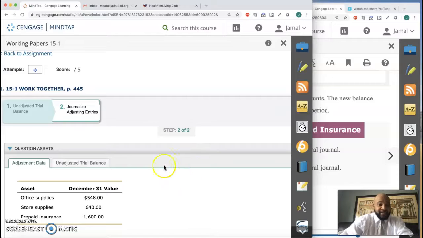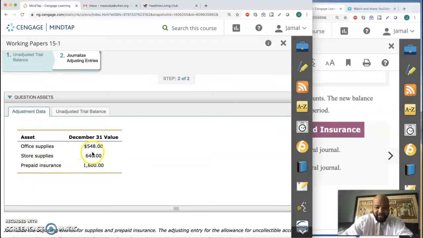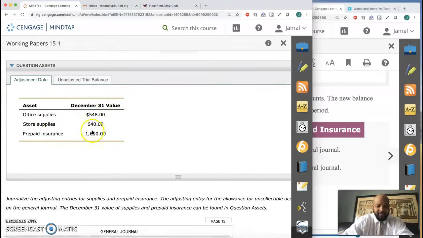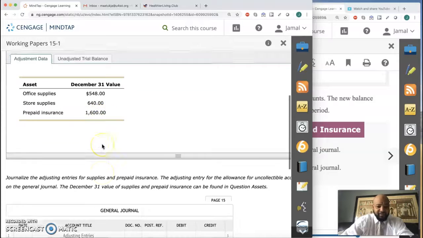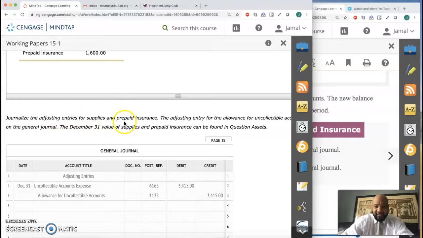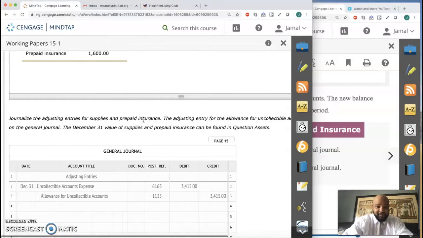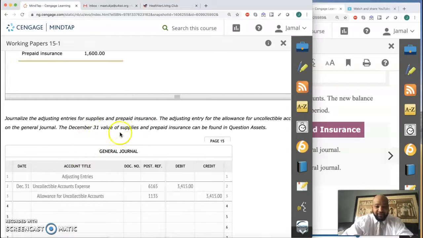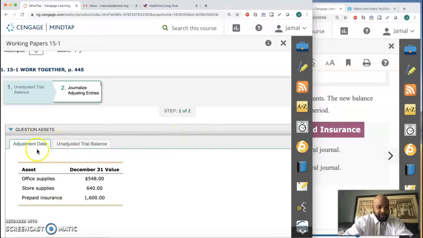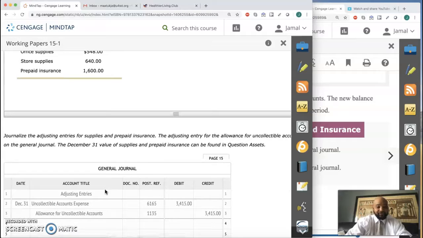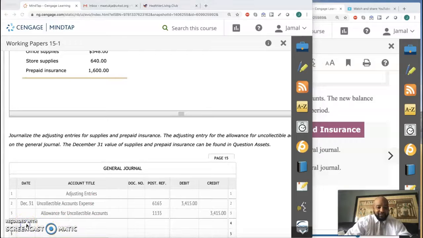And now it's saying journalize the adjusting entries. They give us some question assets: office supplies, December 31st. So these are the values currently. This is what we currently have on hand. Store supplies, prepaid insurance. Journalize the adjusting entries for the supplies and prepaid insurance. The adjusting entry for the allowance for uncollectible accounts has been recorded for you. The December 31st value of supplies and prepaid insurance can be found in question assets. All right, so those are the values. Great. So we're just putting in our time. Let's go.